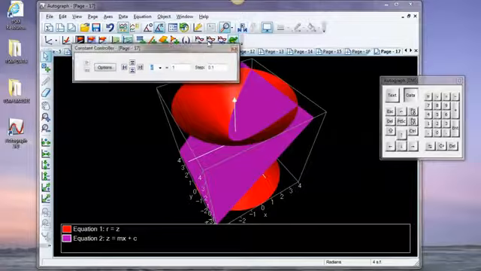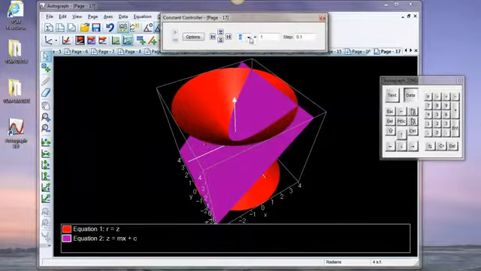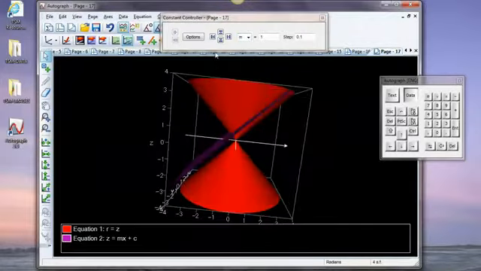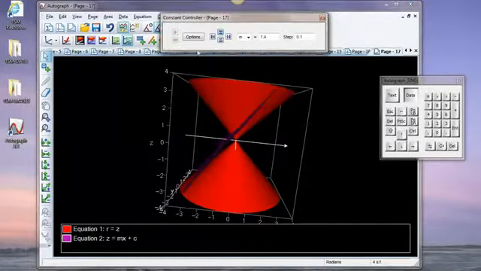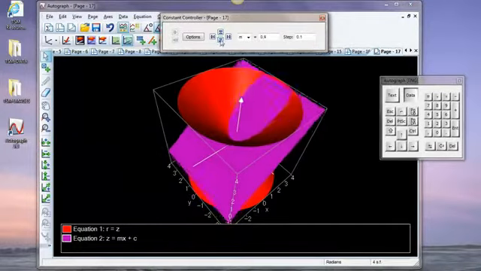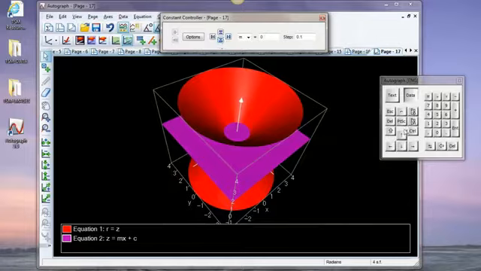The constant controller kicks in now, and we're not interested in changing c, but m definitely. If we make m steeper, it's going to start bumping into the bottom here, isn't it? Make m steeper, there it is, so we get our hyperbolas. Going the other way, we get ellipses, and then eventually we get the circle at m equals 0.